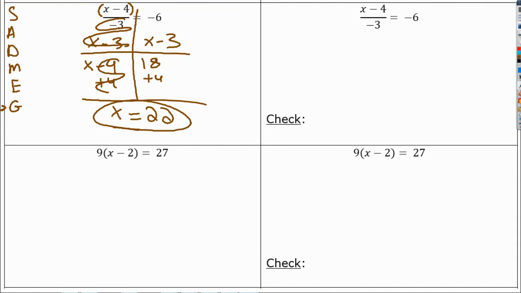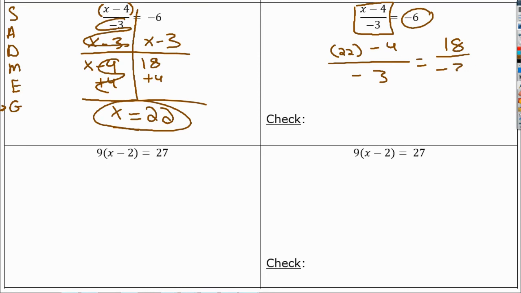But once again, we are going to plug in our answer to that problem, and we're going to see if we get negative 6. So I'm going to punch out x and rewrite the problem. I'm going to plug in 22. Now, I'm going to solve this, and if I get negative 6, that means we did it right. So first, I'll do 22 minus 4. That gets me 18. Then I have 18 over negative 3. If you divide those, you get the final answer of negative 6. So we know we did it right.